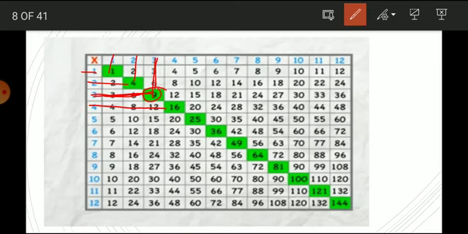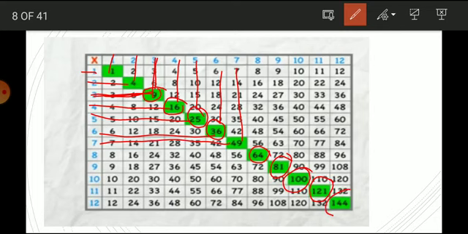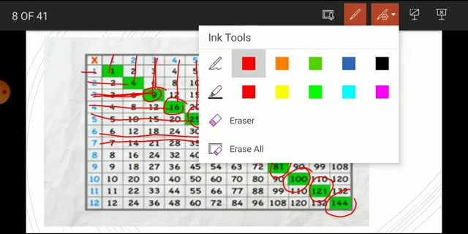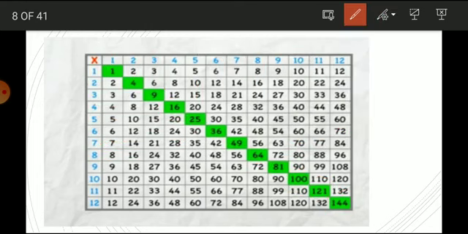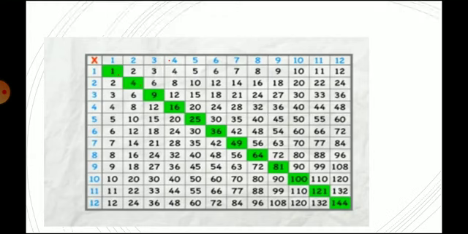Here 4 and 4 meet at the 16 box. As usual, 5 into 5 is 25. 6 sixes are 36, 7 sevens are 49, 8 eights are 64, 9 nines are 81, 10 tens are 100, 11 elevens are 121, and 12 twelves are 144. So these numbers are called square numbers. Can you guess which are the square numbers? 1, 4, 9, 16, 25, 36, 49, 64, 81, 100, 121 and 144.